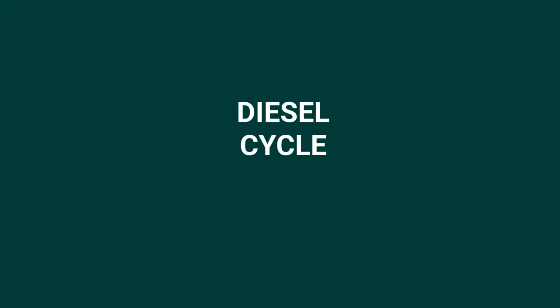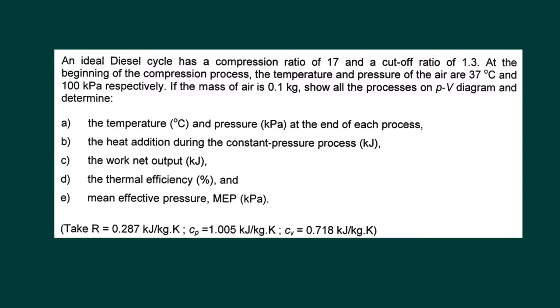Hi class, so we have already had a look at the Otto cycle. In this video, I'm going to proceed with this cycle example. So let's have a look at what we have in here, right? It says that an ideal diesel cycle has a compression ratio of 17 and a cut-off ratio of 1.3.